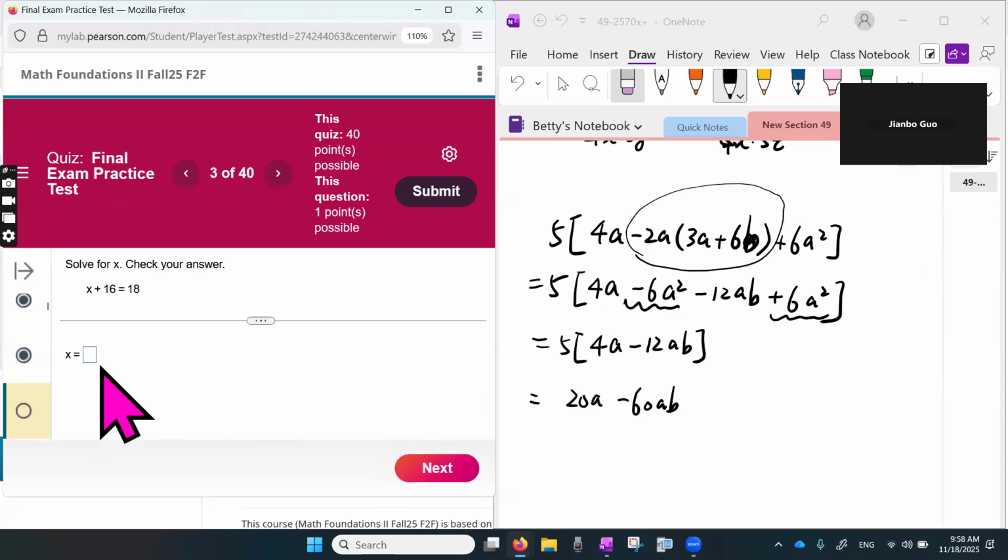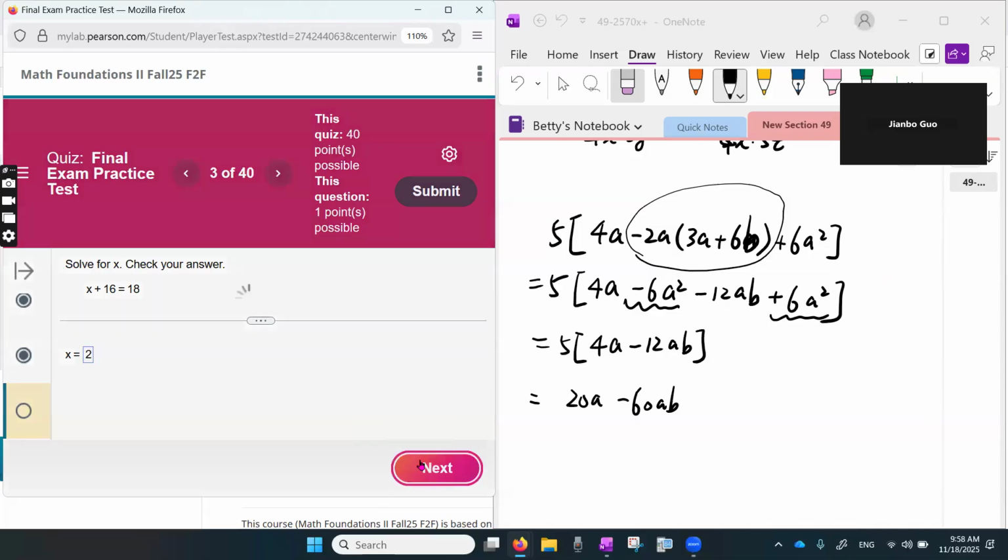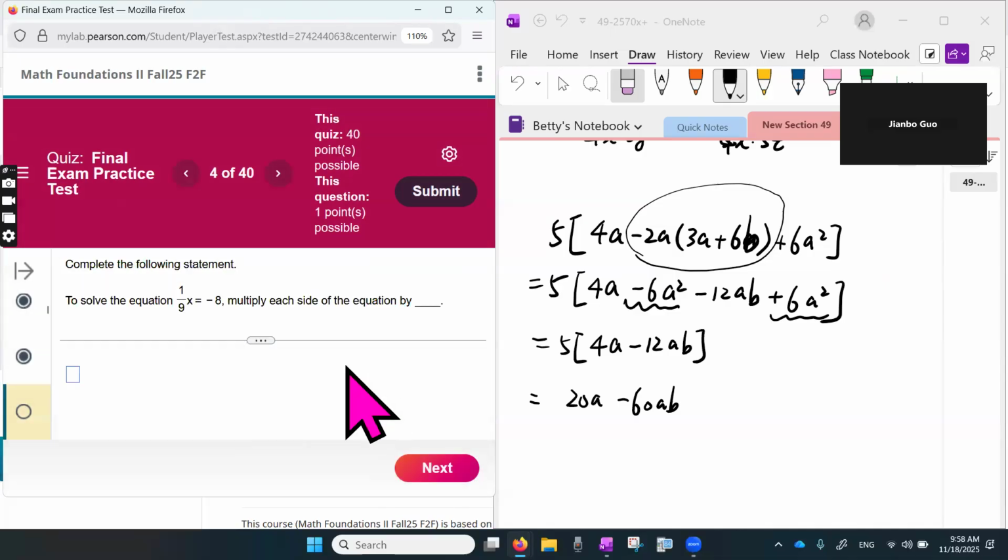Solve the equation. You subtract 16 from each side, x equals 2. Only when x equals 2, 2 plus 16 gives 18. Question number 4. Solve this equation.